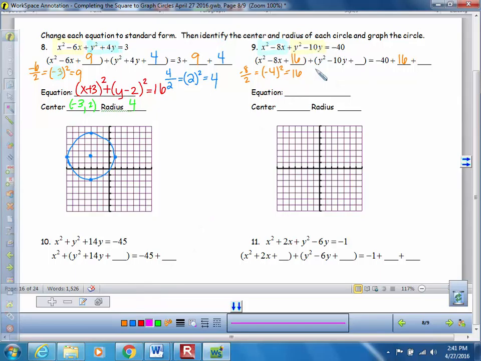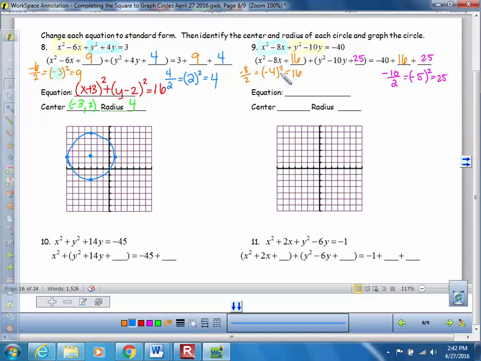Then I need to complete the square and find c for y, so I'm going to take -10. I'm going to divide that by 2, which gives me a -5. I'm going to square -5, and that gives me 25. So I'm putting 25 in the parentheses with y, and I'm also putting it beside 16.